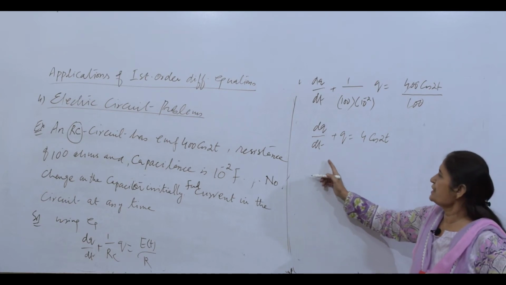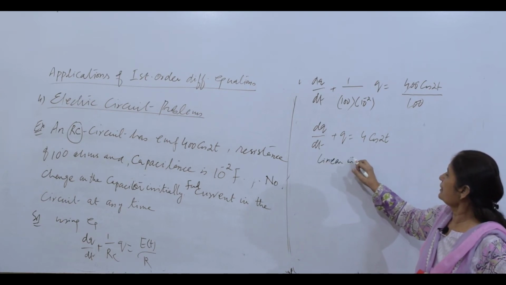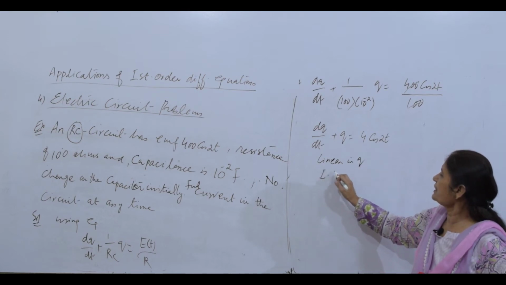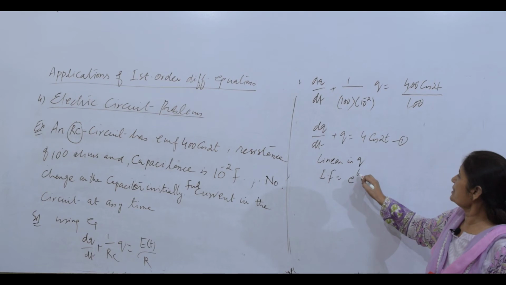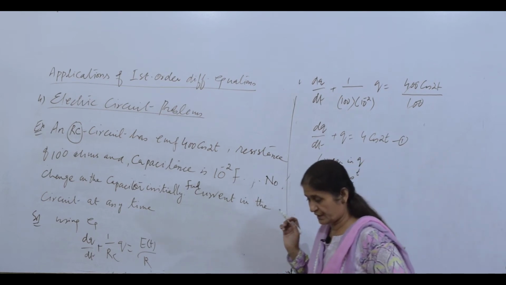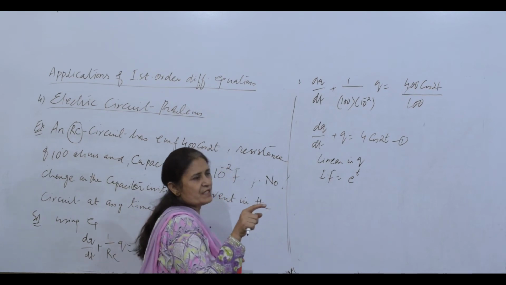So this is linear in Q. The integrating factor, call the equation 1, is e raised to the integral of P dt. Look at that, this is P. P is 1, so the integral of 1 dt gives e^t.